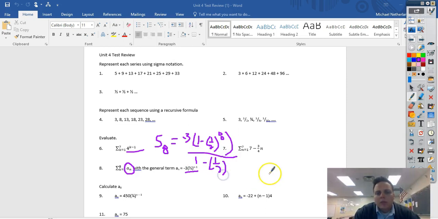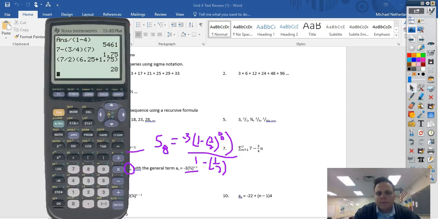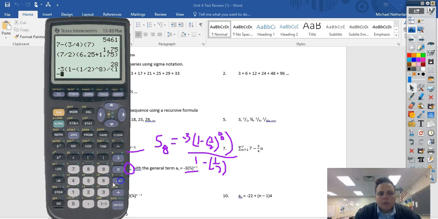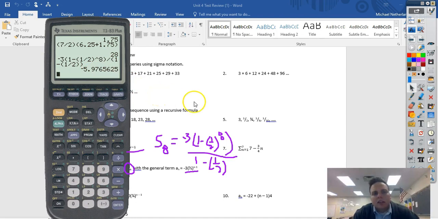Okay, so now I'm going to let the calculator do all the heavy lifting for me. So I'm just going to say negative 3 times 1 minus 1/2 raised to the 8th power divided by 1 minus 1/2. Press enter, and I'm just making sure I typed in everything right, but I get negative 5.976, which I'm just going to round to negative 5.98.